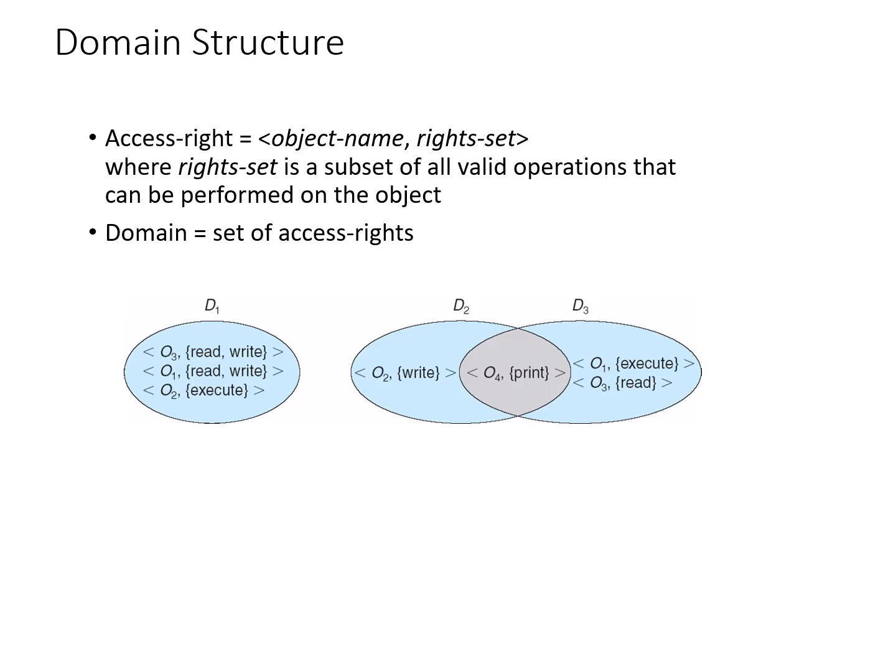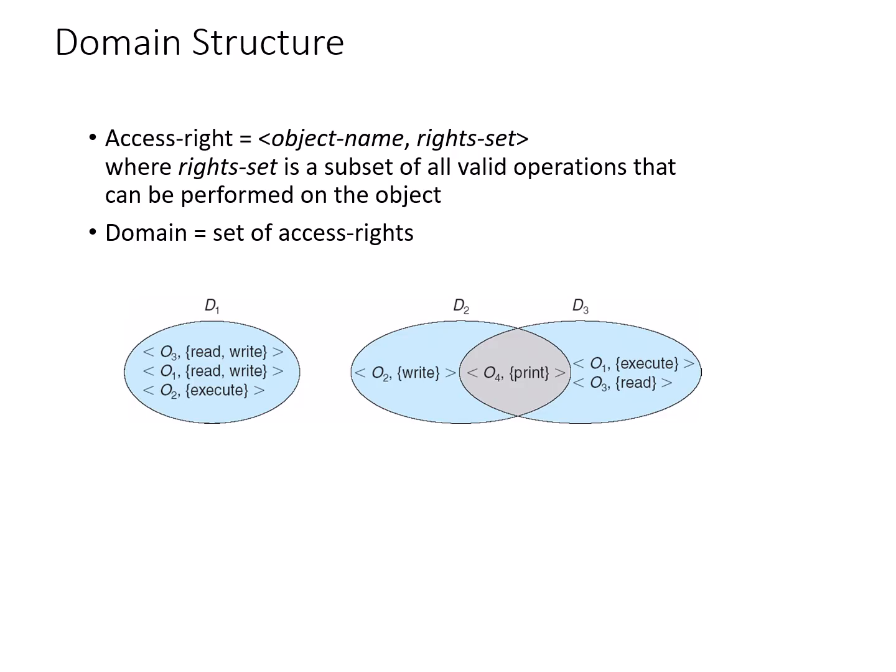A domain is just a group of these access rights assigned to a user or process. For example, imagine three domains D1, D2 and D3. Domain D1 has the rights like read and write on the objects O1 and O3 and execute on O2. Next, the domain D2 has the rights on O2 and print rights on O4. And the domain D3 has execute rights on O1 and read rights on O3.